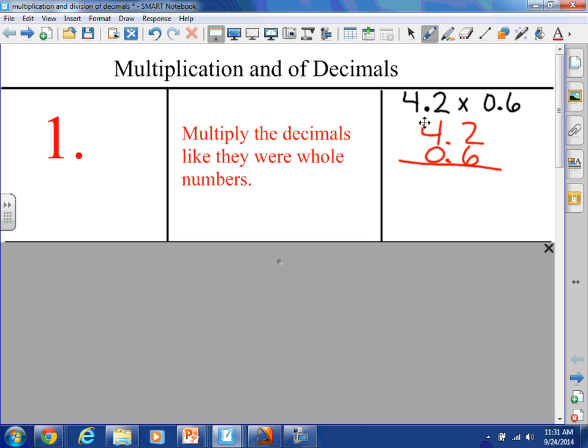So here I say 6 times 2 is 12. So I'm going to carry the 1 over, and I'm going to bring down the 2. Then 6 times 4 is 24. Then I'm going to add the regrouped value. 24 plus 1 is 25.